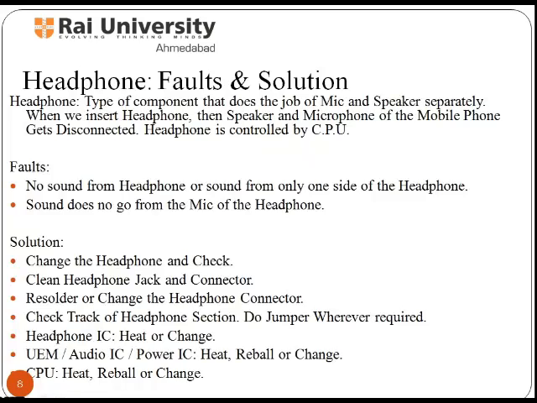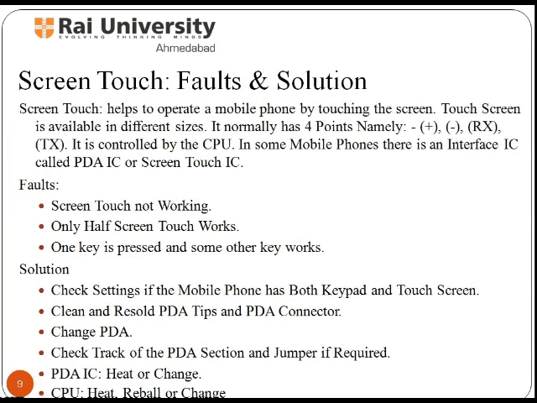Screen touch. Touch screen helps to operate a mobile phone by touching the screen. Touch screen is available in different sizes. It normally has 4 points, namely positive, negative, RX and TX. It is controlled by the CPU. In some mobile phones there is an interface IC called PDA IC or screen touch IC. Faults: screen touch not working, only half screen touch works, one key is pressed and some other key works. Solution to the problem.